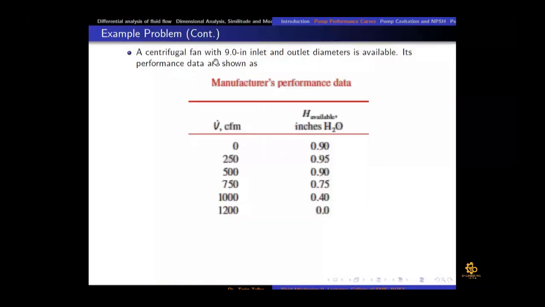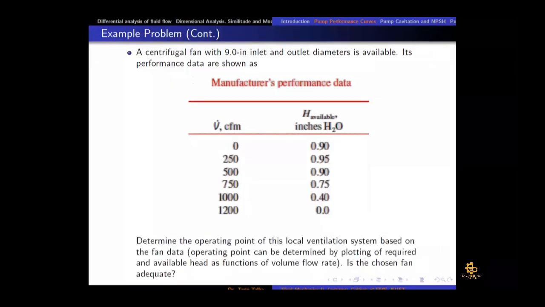So a centrifugal fan with 9-inch inlet and outlet diameter is available, and its performance data is given. Now determine the operating point of this local ventilation system based on the fan data. The operating point can be determined by plotting the required and available head as a function of volume flow rate. Is the chosen fan adequate? We need to find whether it is adequate.